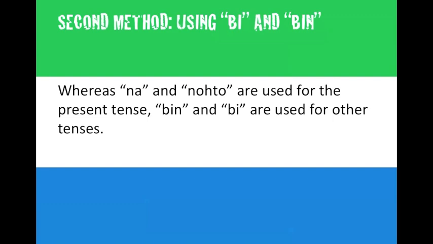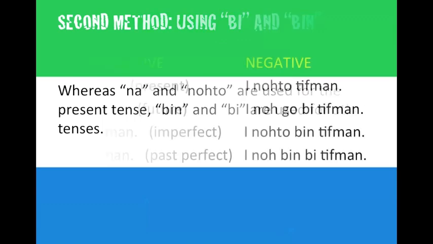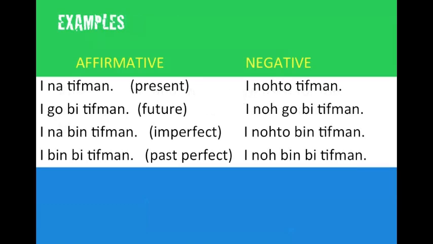Second method is by using be or bin. Whereas na and nato are used for the present tense, we have these other ones, be and bin, which are used for other tenses. So let's see how this works. We have some examples. E na tif man, present tense. E nato tif man, present tense but negative. Now future tense. E go be tif man. And to negate that, we're just going to add na before go. So e na go be tif man.